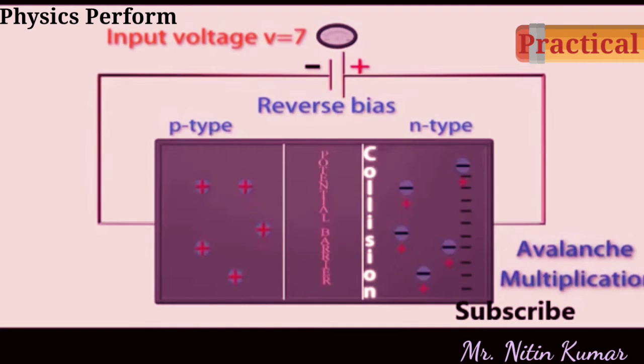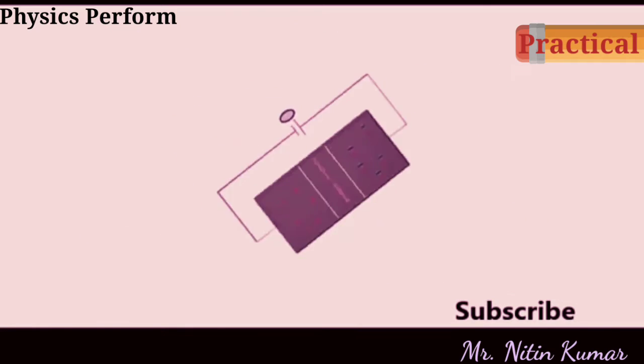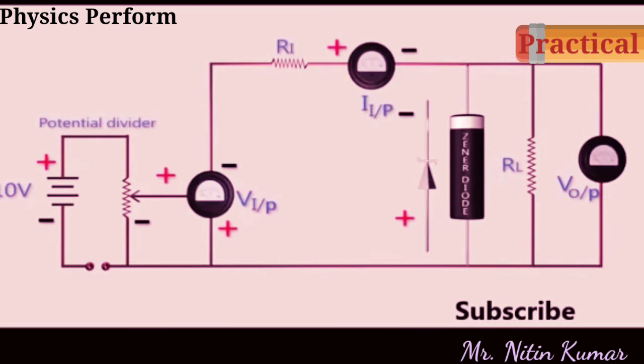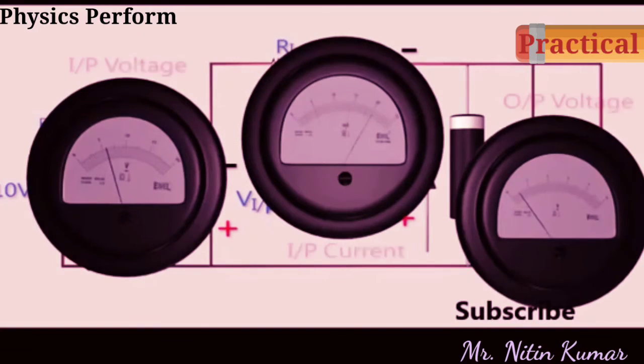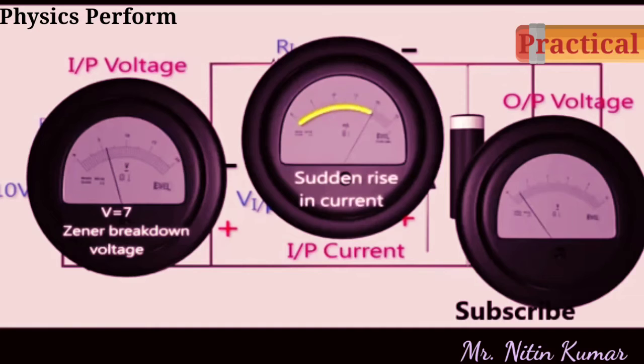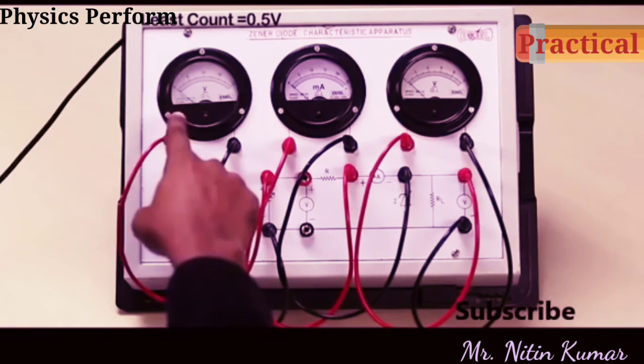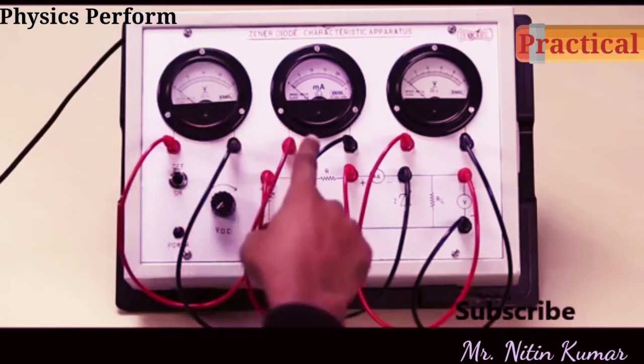Now, to study the characteristics, we connect the Zener diode as per the circuit diagram. Then, we gradually increase the input voltage and observe the changes in the input current and output voltage. Initially, a small amount of input current flows and then it increases suddenly at Zener breakdown voltage. However, the output voltage remains constant.